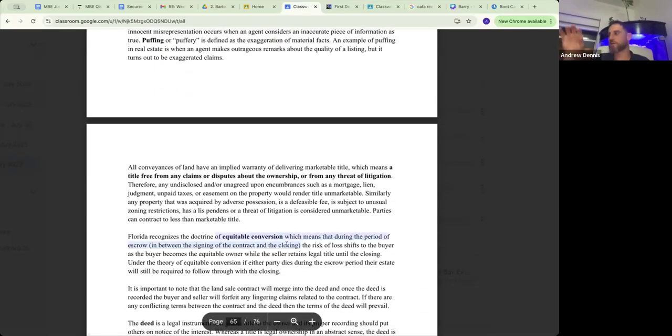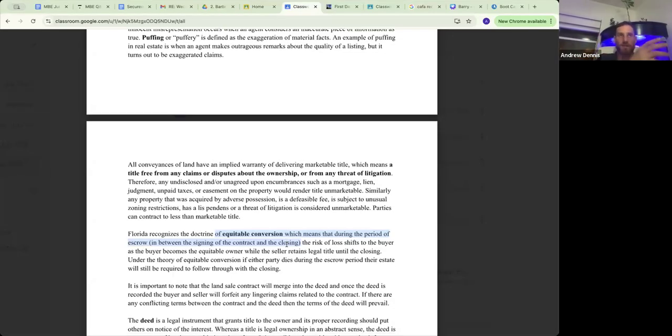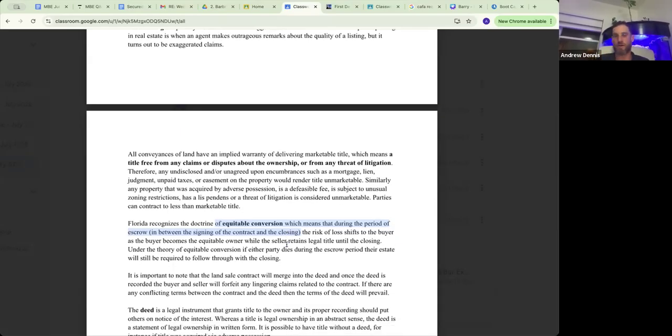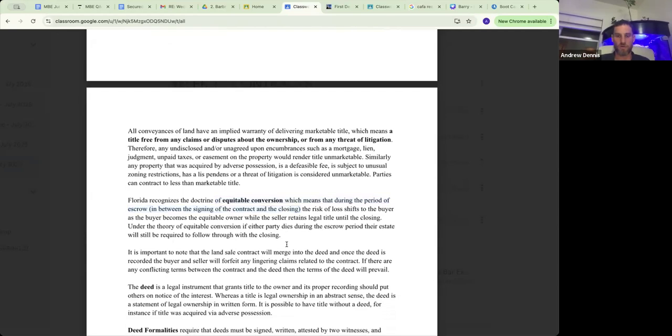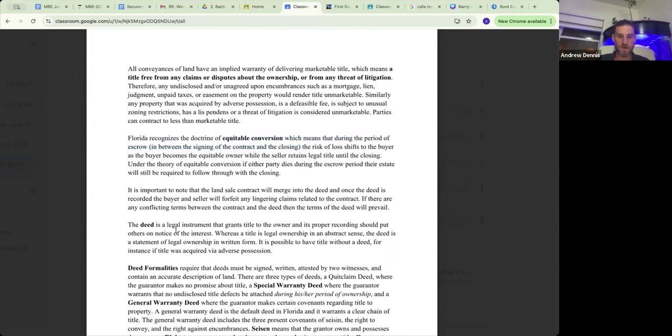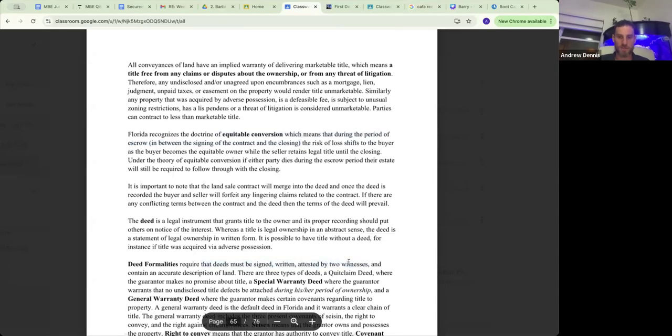Equitable conversion means the risk of loss will pass to the buyer after the contract is agreed upon, but before the closing, during that period of escrow, right? And it also means that after the land sale contract is agreed upon, but before the closing, if either party dies, their heirs will have to follow through with the closing because the property is already converted in equitable terms.